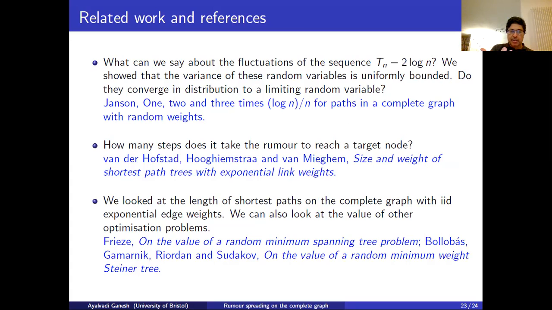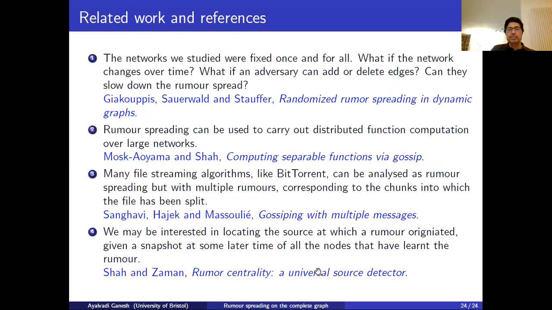Okay, then we showed that rumor spreading is equivalent to first passage percolation, and that's asking about shortest path. So what does the length of a shortest path look like? You can look at not just shortest paths, but at other optimization problems like the minimum spanning tree or the Steiner tree. And you can look at those again in the complete graph with exponential edge weights. So there are some papers studying these problems.